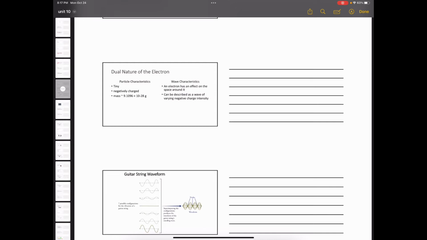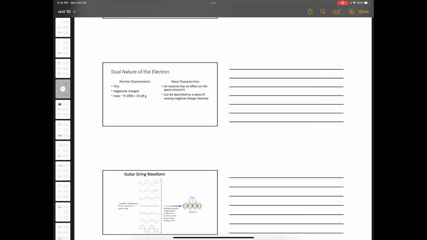When we are talking about the dual nature of the electron as a particle and as a wave, in terms of particle properties, electrons are very small and tiny. It has a negative charge. Obviously, at this point, we all know the electron is a negatively charged particle, and it has a mass of 9.1096 times 10 to the power negative 28 grams. So it's very small and tiny, you can tell from the mass of that particle, yet it travels at a very high speed.